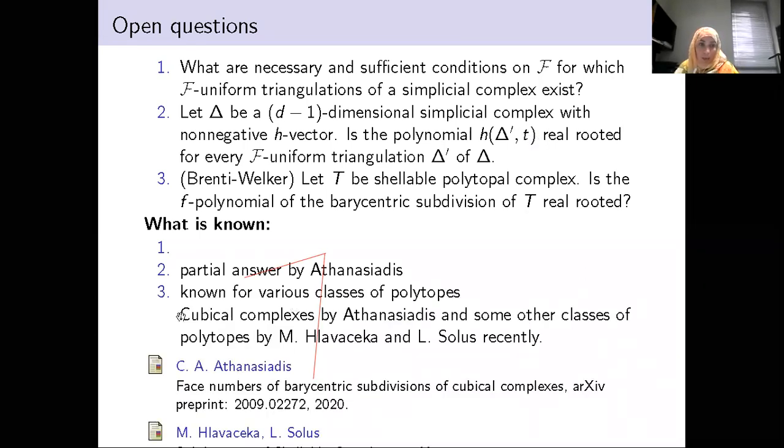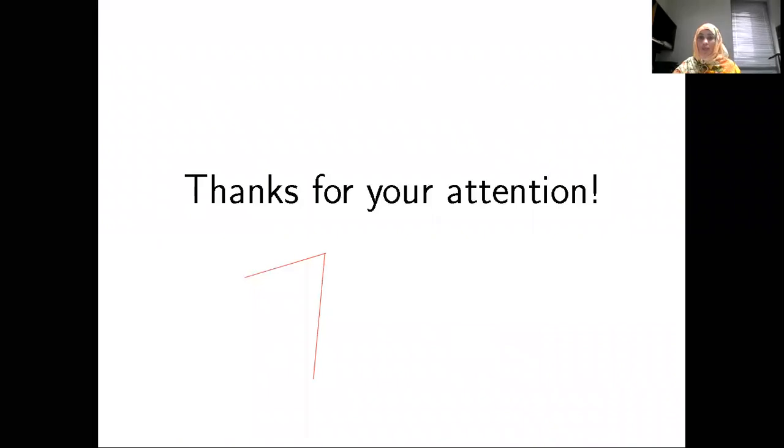And for the third question, there are a lot of classes for which this is known. For example, the cubical complexes is again by Athanasiadis, and for other classes of polytopes, it was written by Haglund and Gal and Solus recently, and these are the references for the cubical complexes and for the other shellable complexes, shellability and the subdivisions by these Solus papers. Okay, that's what I want to say. Thanks for your attention. If you have any questions, please.